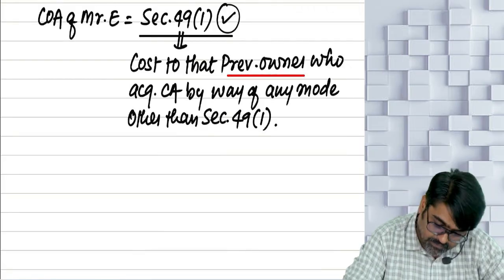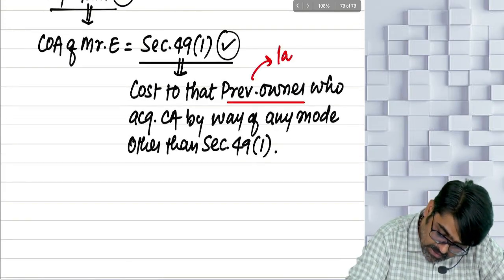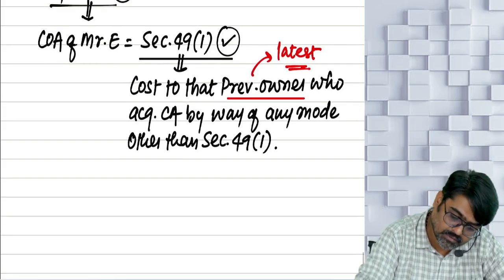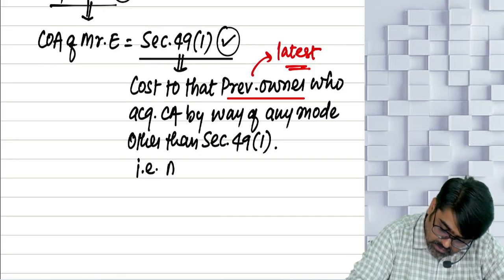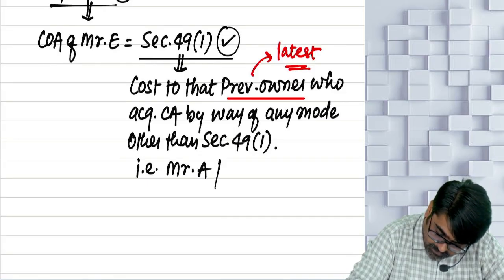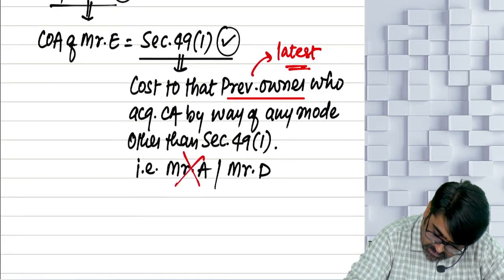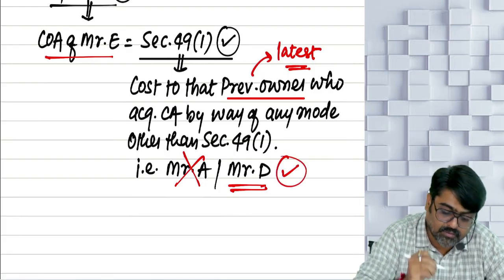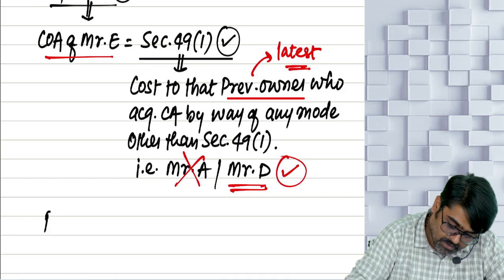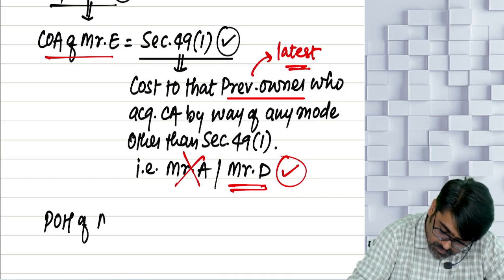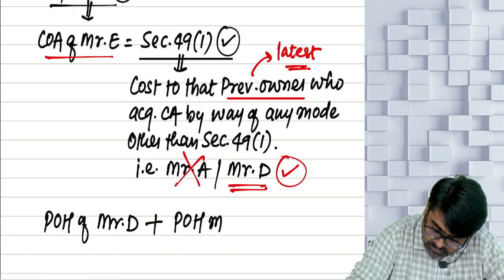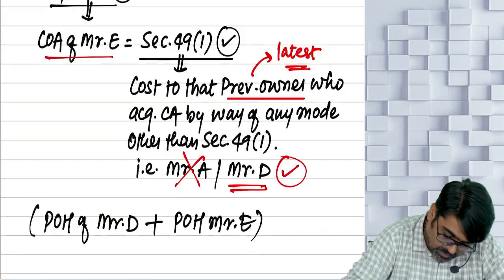Previous owner must be the latest previous owner. And in our case, that is Mr. A or Mr. D. Tell me which previous owner? Mr. D. So the cost of acquisition in the hands of Mr. D will be deemed to be the cost of acquisition of Mr. E. And the period of holding of Mr. D plus the period of holding of Mr. E, both periods of holding will be taken.